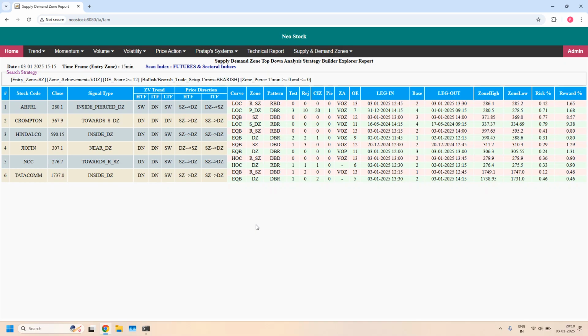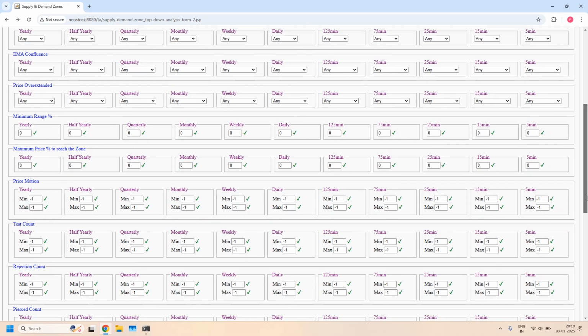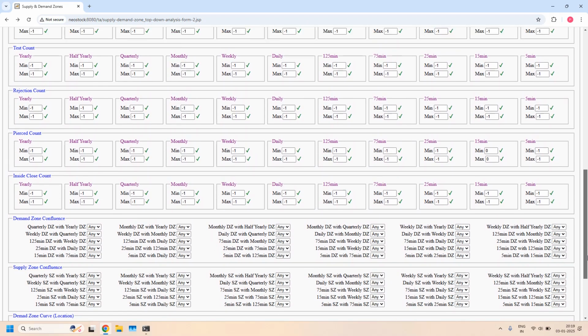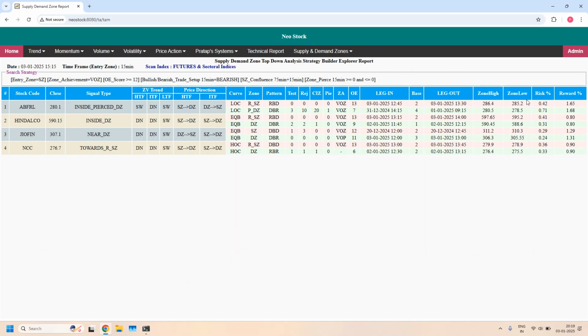Zone confluence, 2 variations. First one is LTF and ITF supply zone confluence. First let us filter based on that. That is a 15-minute supply zone with 75-minute supply zone confluence. I am enabling the filter. So with this filter, we got 4 stocks. In these 4 stocks, these 15-minute supply zones are part of the 75-minute supply zone.